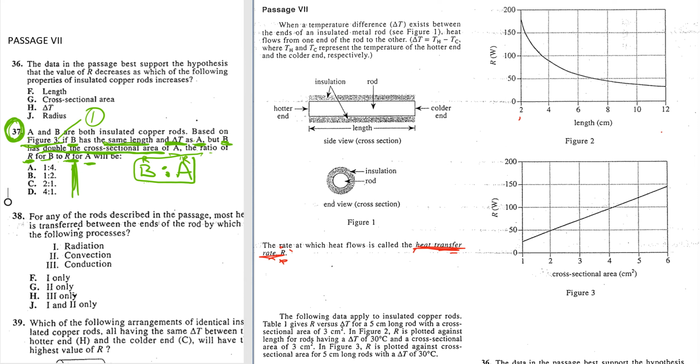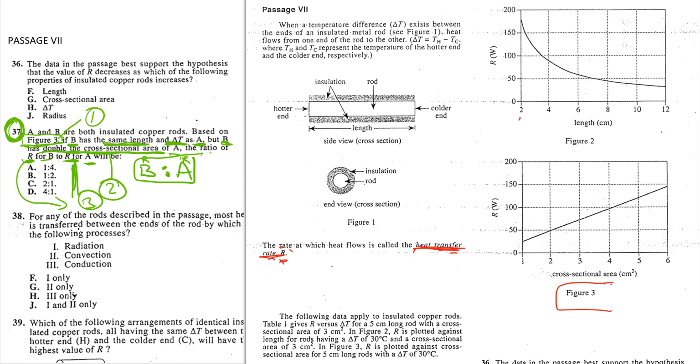All right. So we need to find out that B has double the cross-sectional area of A, and then we need to find R for both of those. Let's just take it step by step and see how easy this can be. So step number 1, we're asked to find figure 3, so let's look at figure 3. Now what in figure 3 is important to us? Remember the question said cross-sectional area. Aha! We know we're in the right place.